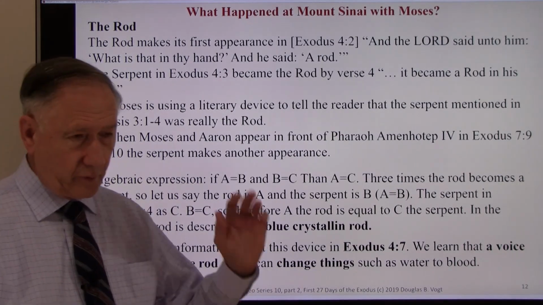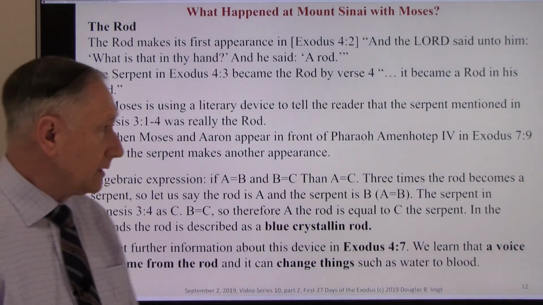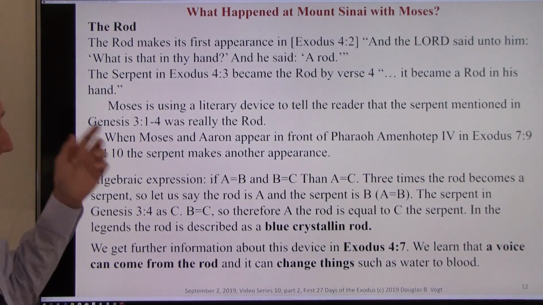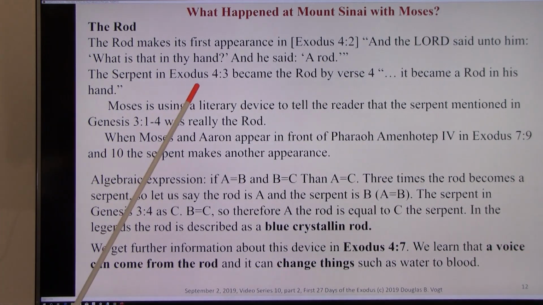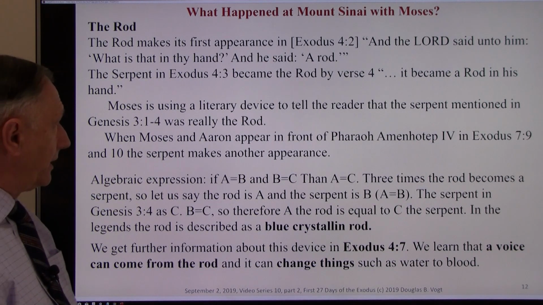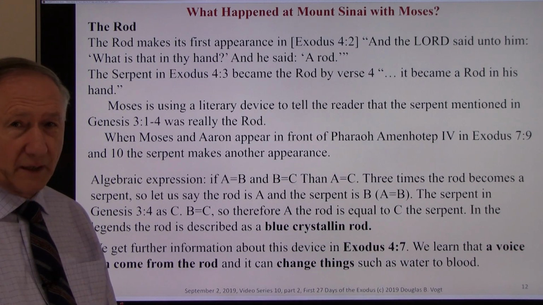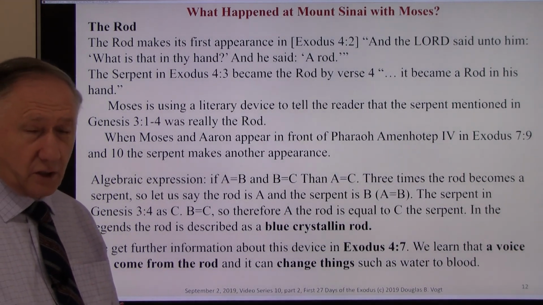In the cave during the discussion, I explain more of it in the book. He gets this rod. Now God says, the rod makes its first appearance in Exodus 4:2. And the Lord said unto him, what is that in thy hand? And he said, a rod. Notice he says, it's not my staff, not my stick. If you're Irish, my shillelagh.